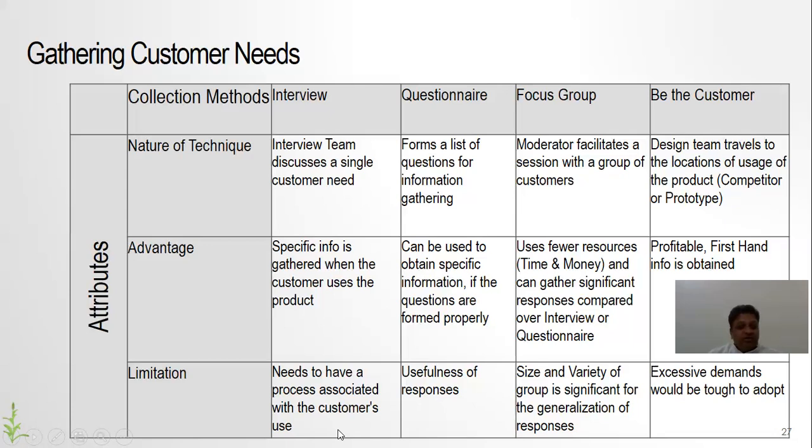You have to go through the sequence of operations one by one. In a questionnaire, the usefulness depends on the responses. The size and variety of the group is significant for the generalization of the responses in a focus group. And excessive demands would be tough to adopt when becoming a customer.